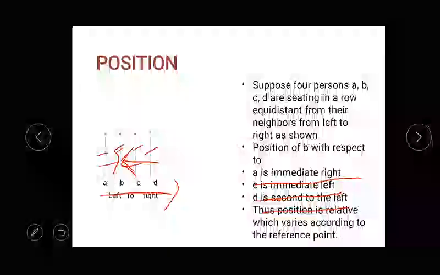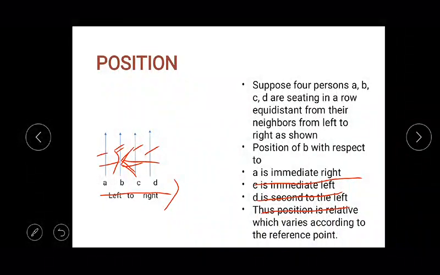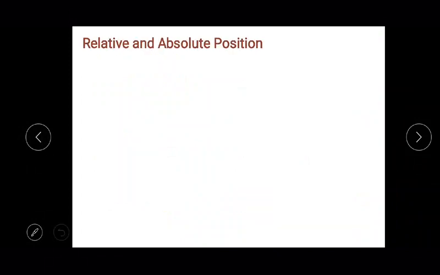Okay, clear? Now there are two types of position. One is referred to as relative position, the other is referred to as absolute position. Okay, so relative position is the one which we take as relative, which will vary from instance to instance, but absolute position will be a fixed position. Okay, and it is taken from an absolute point. Okay, if we take an absolute reference point, we will get an absolute position. If we take a varying reference point, then the position will be referred to as relative position.